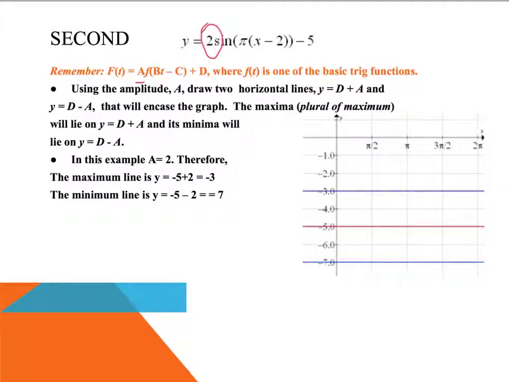And my minimum line is y equals -5 minus 2, which equals y equals -7. So I made a little typo here. Instead of equals equals, that should be a -7. But that's okay, because I did graph the line correctly at y equals -7.